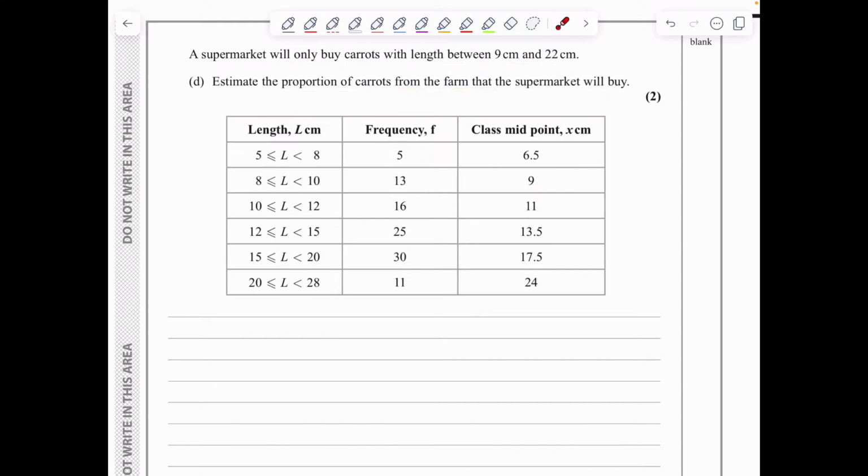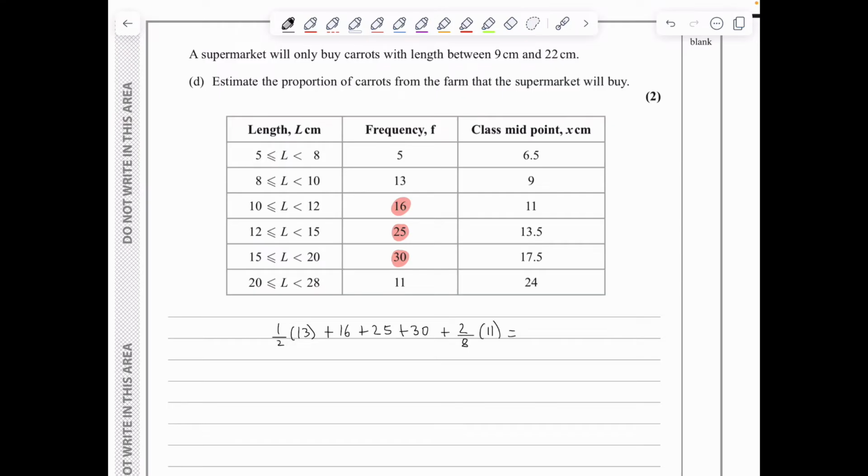So between 9 and 22, we surely have these 16, these 25, and these 30. But we also have exactly half of these 13, because the 9 is halfway between the 8 and the 10. And for 22, we can see that it's 2/8 of the interval, so I'm going to take 2/8 of 11. So we've got a half times 13, plus the 16, the 25, the 30, plus 2/8 of 11.